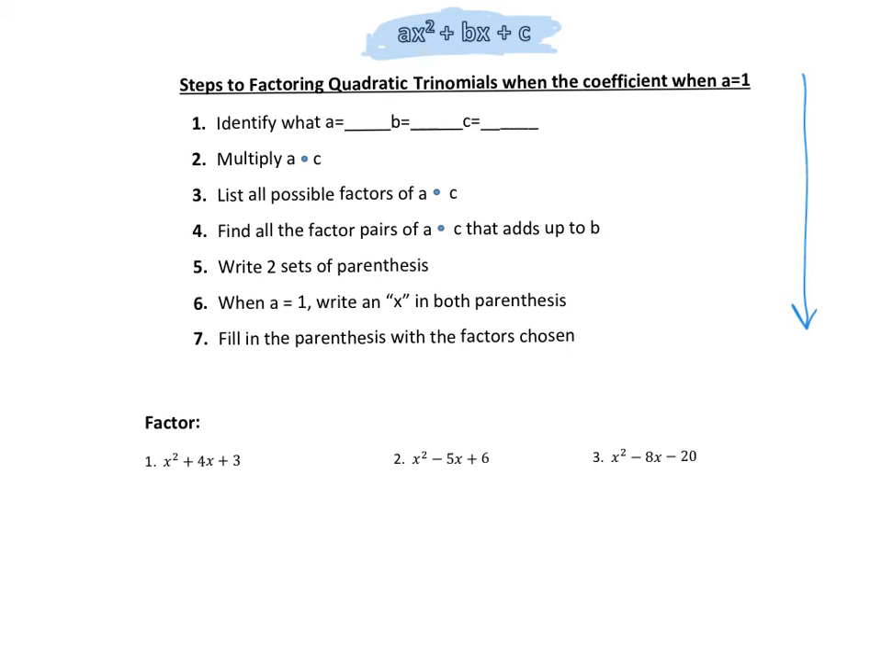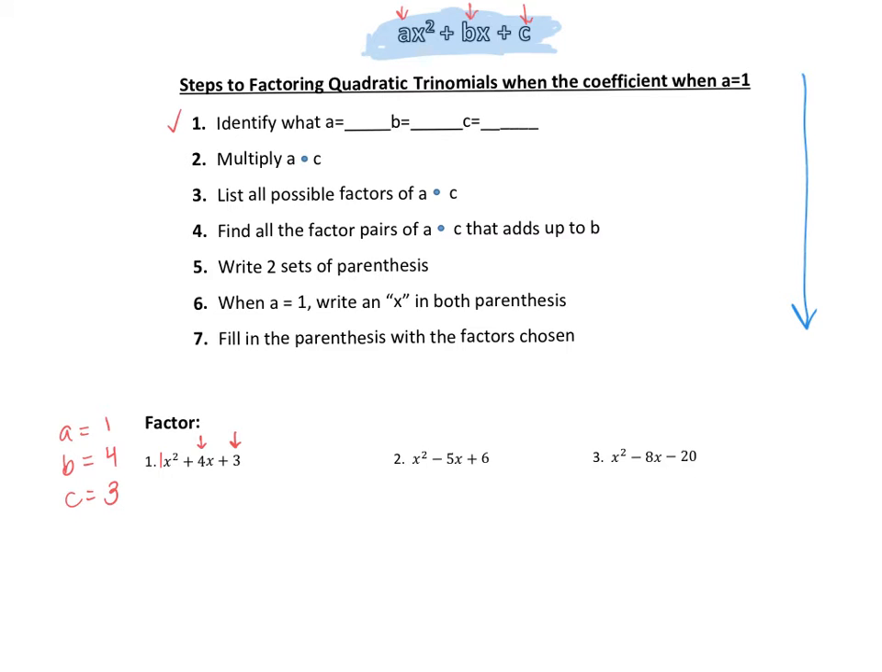My first step is to label A, B, and C of this expression. This is where our standard form comes in. On the side, we label A equals, B equals, and C equals. Remember, we can always pretend that there is a 1 in front of an X. So A equals 1, B equals 4, and C equals 3. We have done step 1.